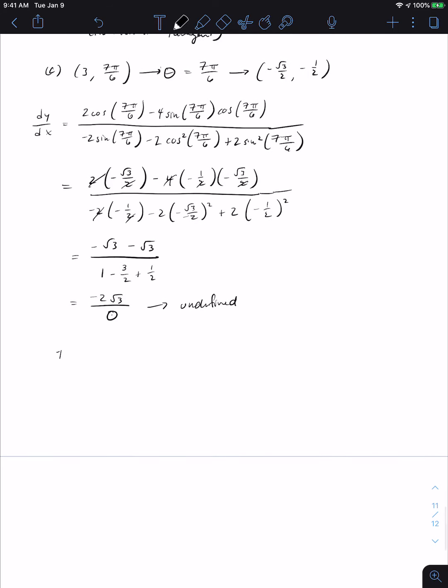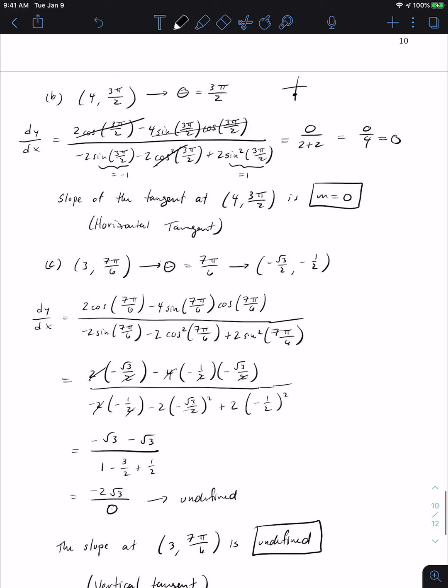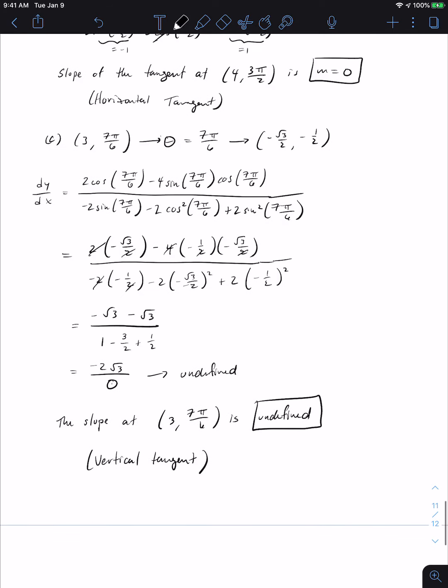So the slope at the point 3, 7 pi over 6 is undefined. In other words, I get a vertical tangent, because I'm not simultaneously 0 over 0. I'm a number over 0. So my y derivative is not 0. So this is truly a vertical tangent, and this was truly a horizontal tangent. All right, that's all I have for this section. Thank you.